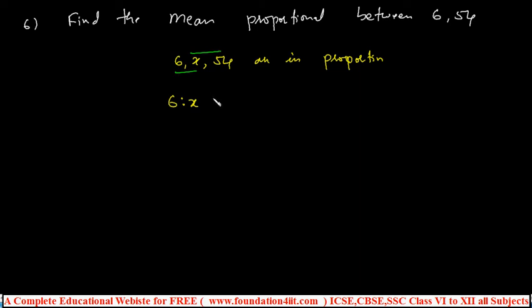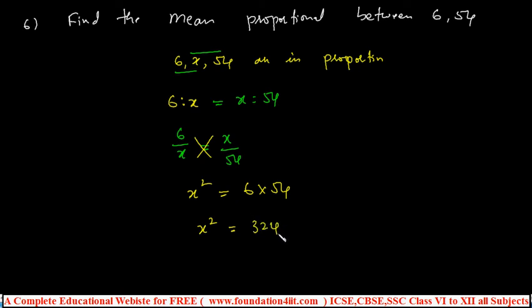So 6 is to x is equal to x is to 54. So this is 6 by x is equal to x divided by 54. Same, do the cross multiplication. x into x, x square is equal to 6 into 54. x square is equal to 6 into 54 is 324. Okay, that is 18. x is equal to square root of 324. So 18. I take the positive value. x is equal to 18. 18 is the mean proportion. So 6 comma 18 comma 54 are in continued proportion.